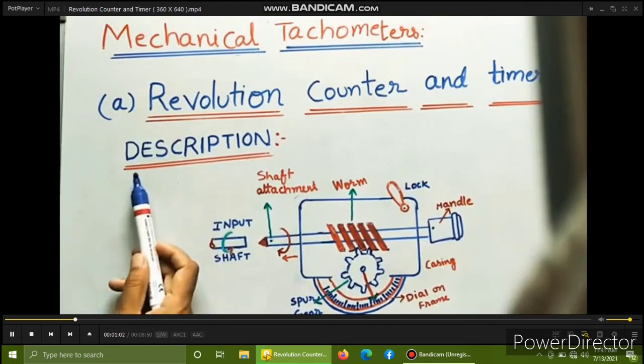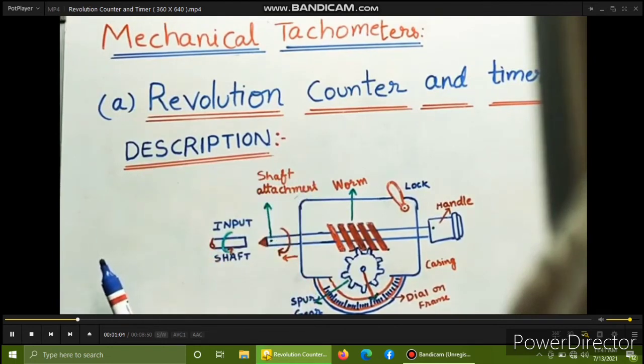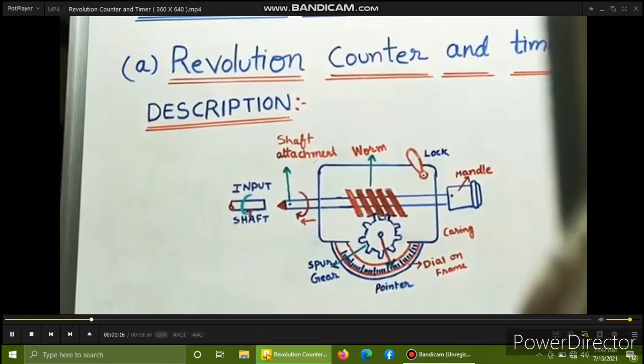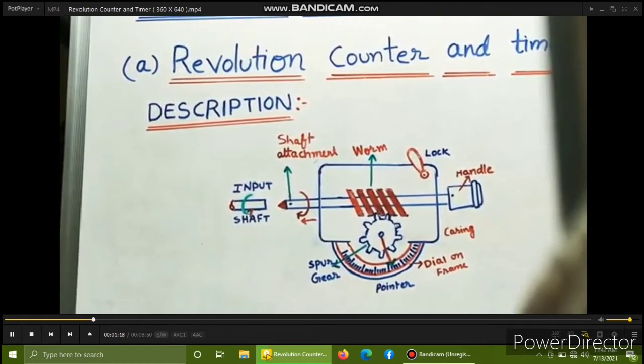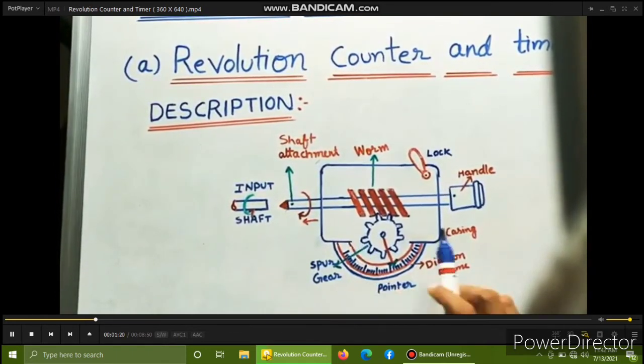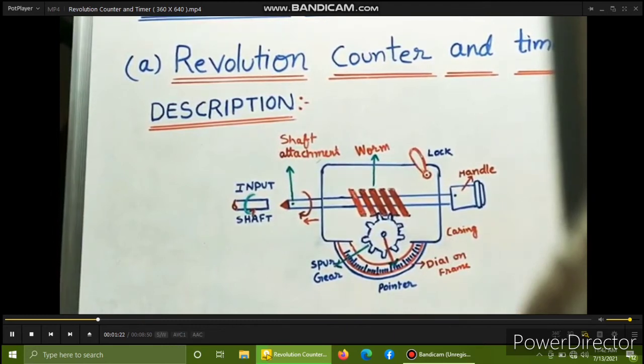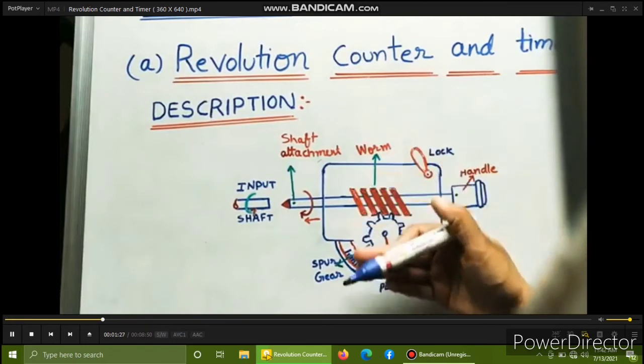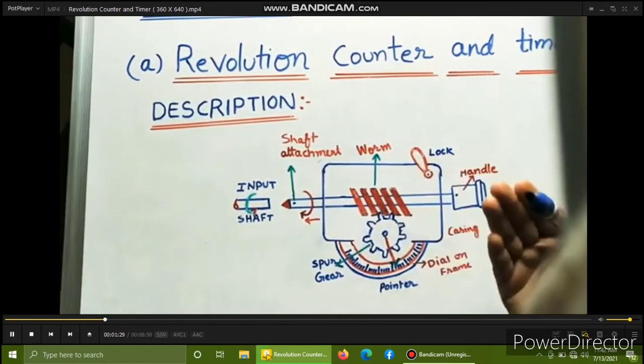So what is the basic principle of this tachometer? Here we are using mechanical force and mechanical parts for finding the speed of the engine. Now take the description of the revolution counter tachometer, as shown in the diagram. In this diagram, this is one casing. If you take a cross section of this casing, we are removing the casing.